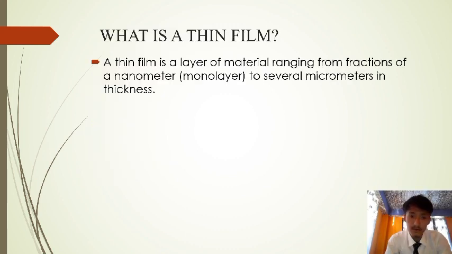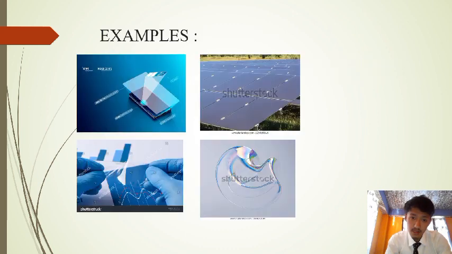So, starting off, what is a thin film? A thin film is a layer of material ranging from fractions of a nanometer to several micrometers in thickness. So basically a thin film is a material which is very small in terms of nanometer or micrometer. So that is thin film. Moving on, here are some examples of thin films.